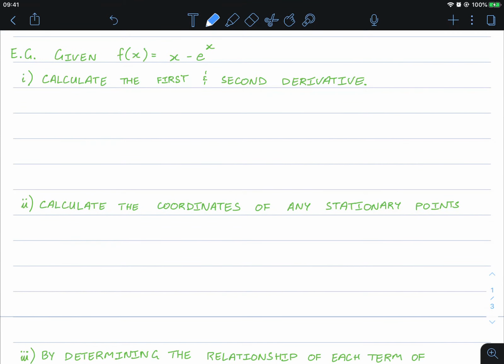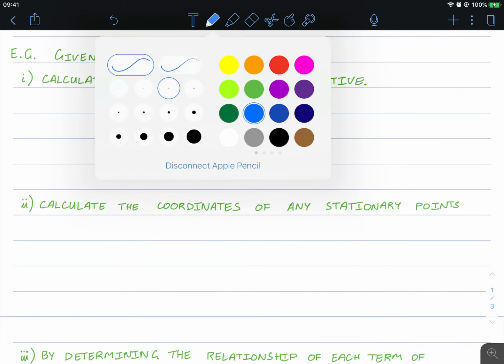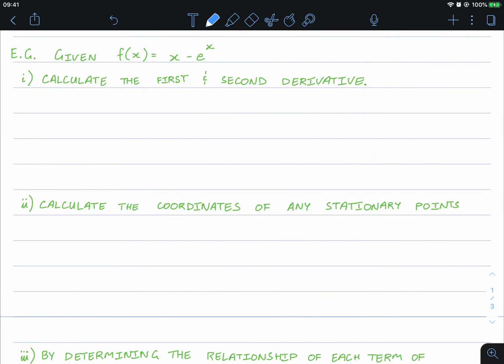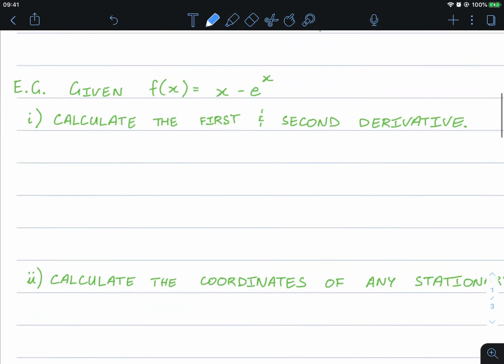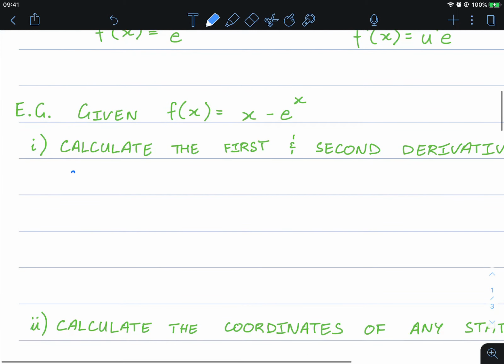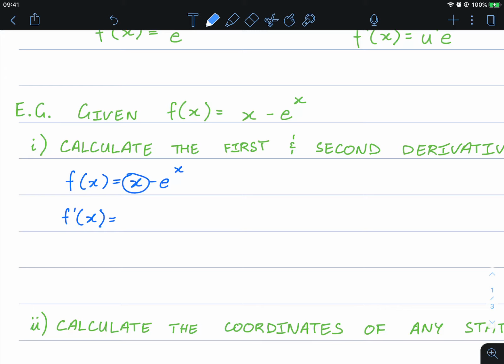We've been given a function f of x equals x minus e to the power of x. Let's calculate the first and second derivative. Well, this is simple enough. Here is our function, and to differentiate this, we differentiate each term. So the derivative of x is 1. The derivative of negative e to the x, well, that's just itself.